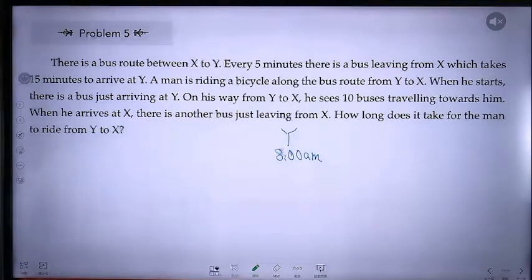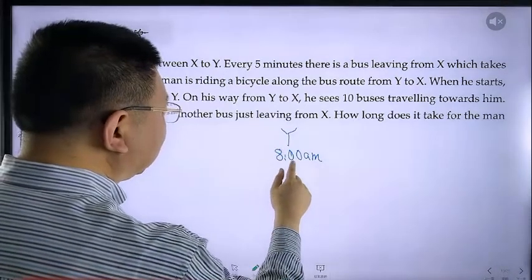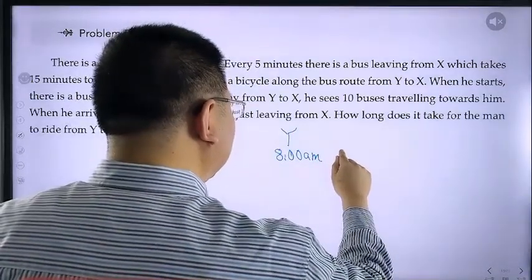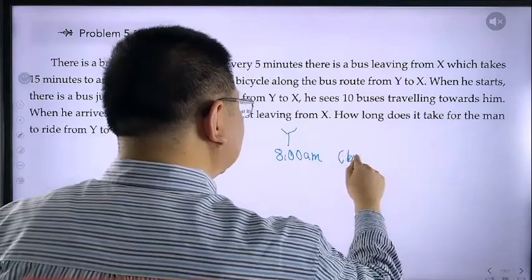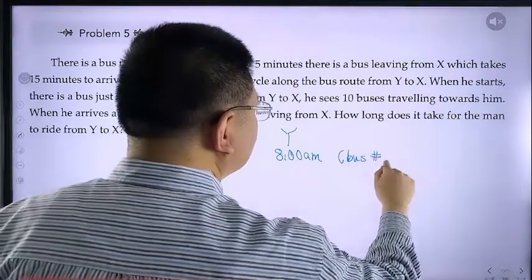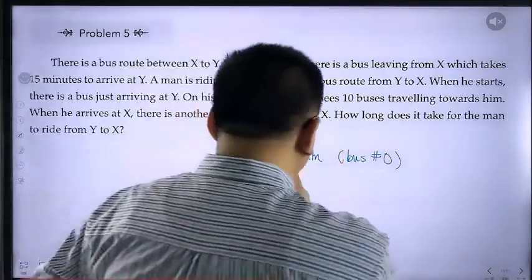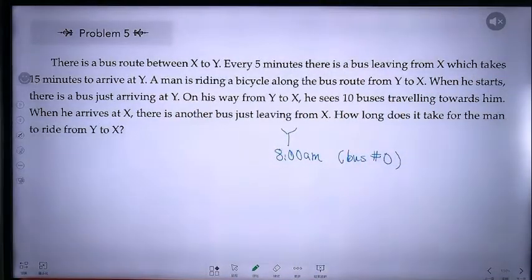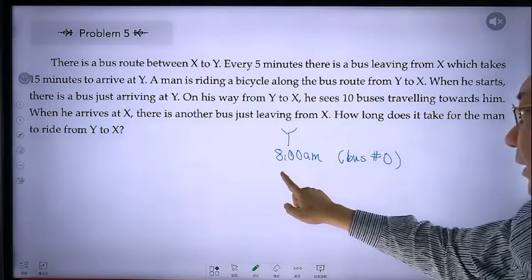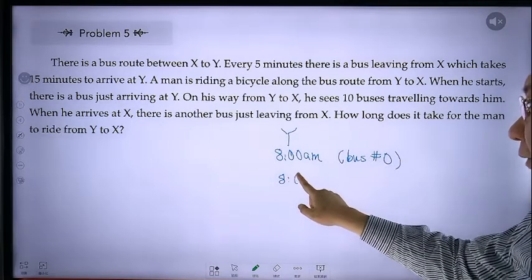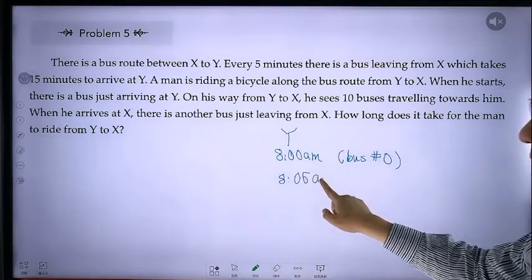So one thing that we are not sure about is, we have to see this will meet the first zero, the bus number 0, right? So this is at station Y, and we meet bus number 0, right? Because this bus does not count as one of the 10 buses. The one thing you may think is, okay, so at 8 a.m. I meet this bus. Then what will be the next time I meet one? It must be 8 something, but is it 8:05, or would it be a different time?